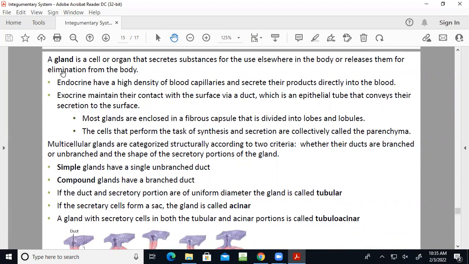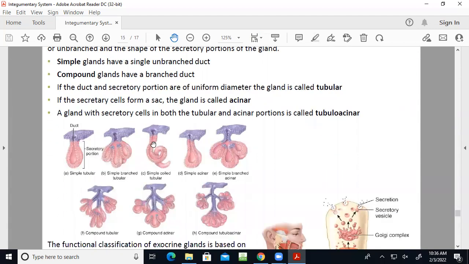Okay. There are two types of glands, and we talked a little bit about these the other day. Endocrine glands have a high density of blood capillaries and secrete their products directly into the blood. Those products are hormones. We saw the picture of the thyroid gland, and I told you we'd talk about endocrine glands much later in the semester. Associated with our skin, and that's why we're talking about them in this lecture, are exocrine glands. They maintain their contact with the surface via a duct, which is just an epithelial tube conveying their secretion to the surface.